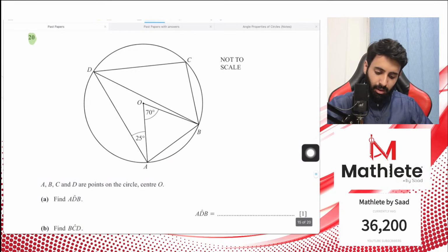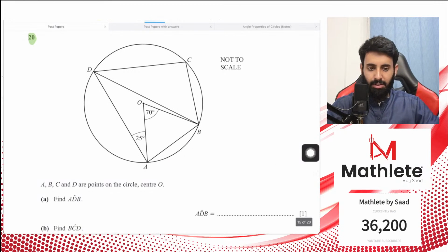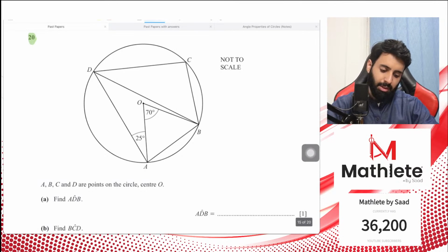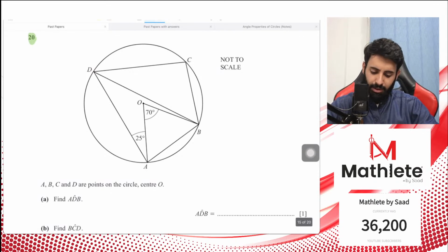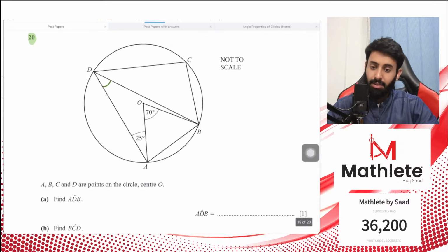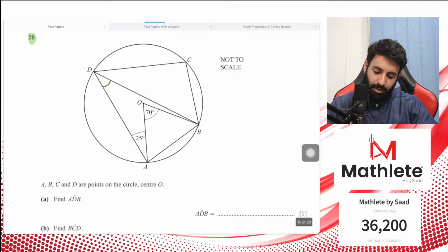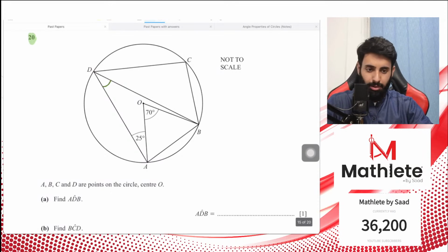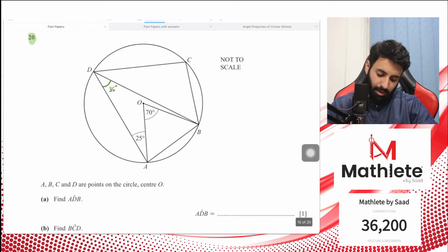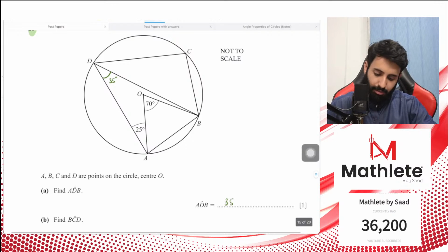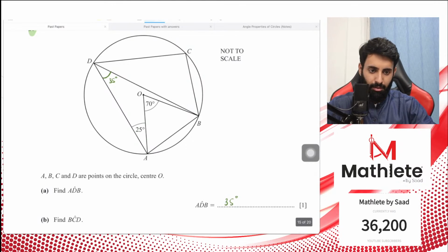Sometimes just by looking at the question, it's very easy to identify what property to use, but sometimes it's not. I'll tell you what to do when that happens. But as far as this question is concerned, it's pretty straightforward. The angle that we have to find is the angle at the circumference. The angle that we're given is the angle at the center. We should know from prior knowledge that the angle at the center is twice the angle at the circumference. That means this angle is going to be half of 70, which is 35 degrees. So that's it. Problem solved.